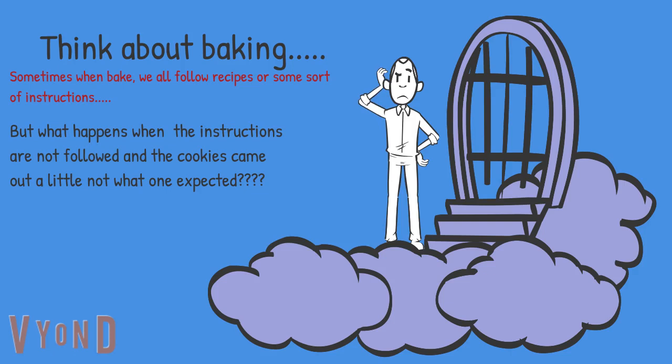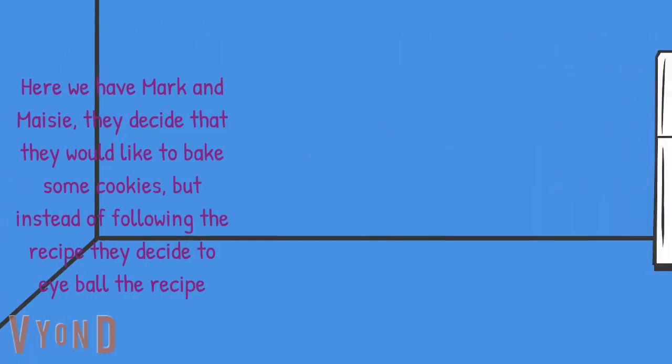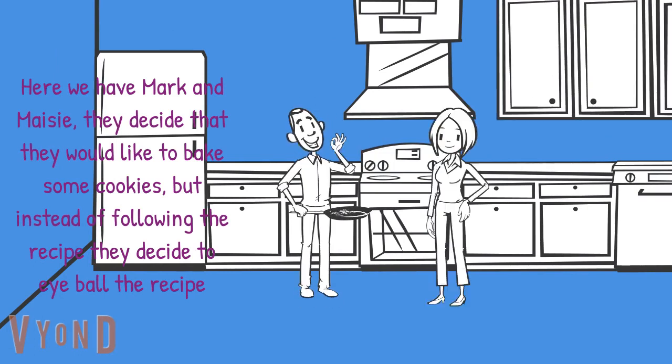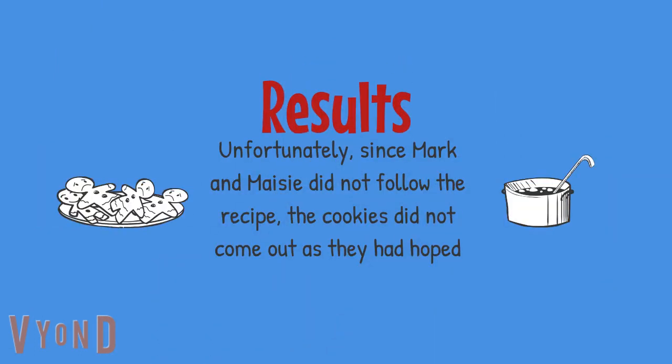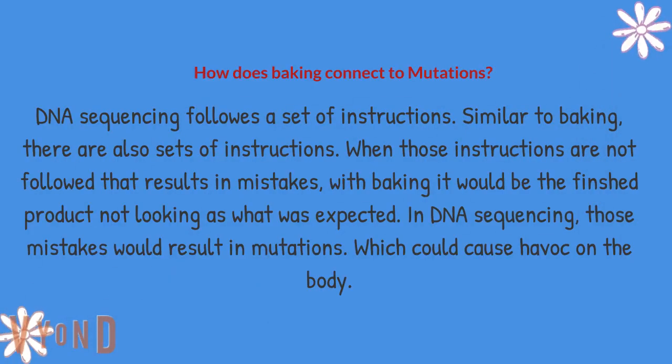had imagined, right? So, in our example, we have Mark and Maisie. They have decided that they would like to bake some cookies, but instead of following the recipe, they thought maybe they could eyeball the recipe. So, as a result, unfortunately, since Mark and Maisie did not follow the recipe, the cookies did not come out as they had hoped.